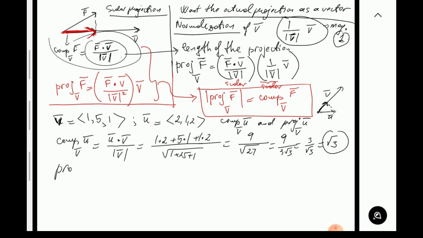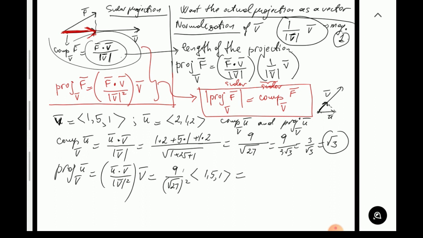And now the projection, in other words, the actual projection as a vector, according to the formula, is u dot v over the magnitude of v squared, scalar multiple with v. Now, I already computed the dot product before. On the top here, that's 9. On the bottom is the magnitude squared, and this is scalar multiple with the vector v, which is 1, 5, 1. 9 over 27 simplifies to 1/3. You can keep the scalar out, or you can bring it inside, and this is the actual vector.